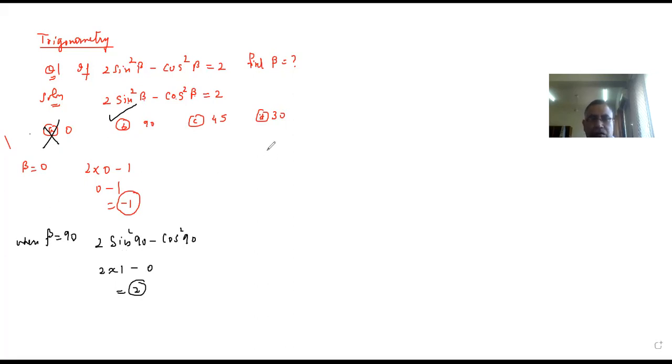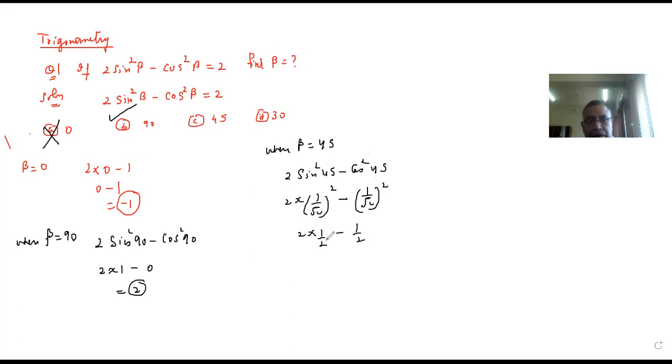Let me see the third one also, when beta is equal to 45. Now, 2 sine square 45 minus cos square 45. So 2 times sine 45, 1 by under root 2 whole square, minus 1 by under root 2 whole square. So this is 2 times 1 by 2 minus 1 by 2, which is 1 minus 1 by 2, which is 1 by 2, which is not equal to 2. So this is not the right option.